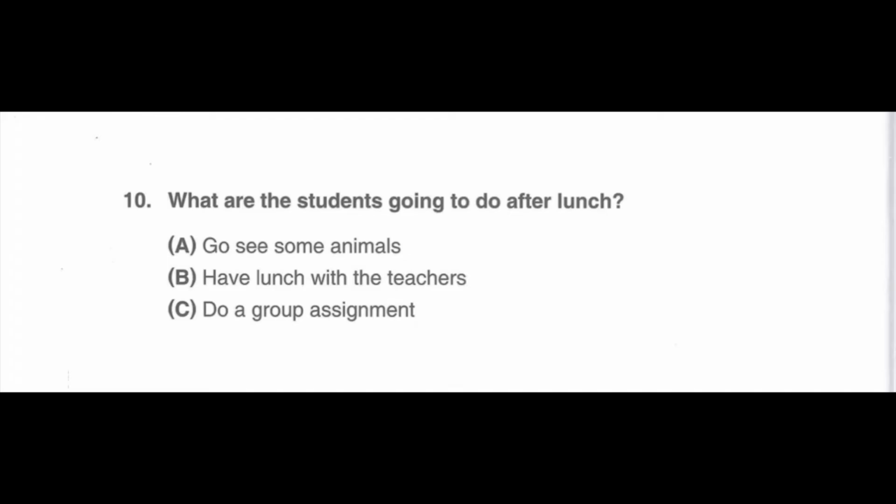I want you to have your lunch now and rest until 2 o'clock. This is the meeting point, so come back here by 2. Mr. Holland, are we allowed to go see some animals during the lunch break? We're going to see them together after lunch. Please don't go too far. Try to stay near the meeting point. I will be at the picnic table with the other teachers by the fountain. What are the students going to do after lunch? A. Go see some animals. B. Have lunch with the teachers. C. Do a group assignment.